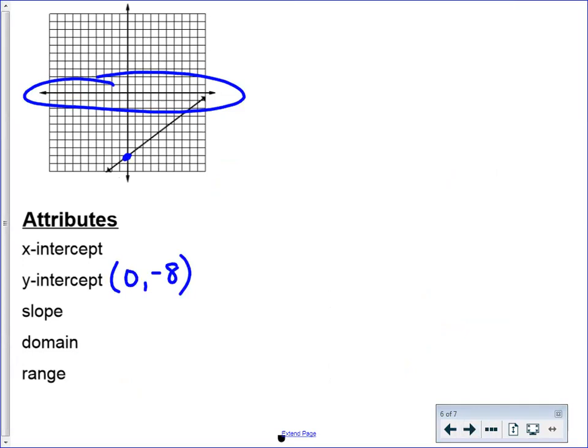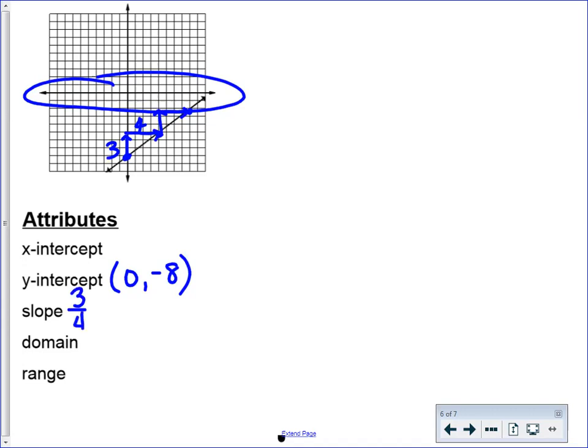Now, what is my slope is the next question. So I have a point here. I see another point right here. I see another point right here. So what is my slope? 1, 2, 3. I rise 3. I run 1, 2, 3, 4. Let's check again. 1, 2, 3. 1, 2, 3, 4. So yes, my slope then would be +3/4.